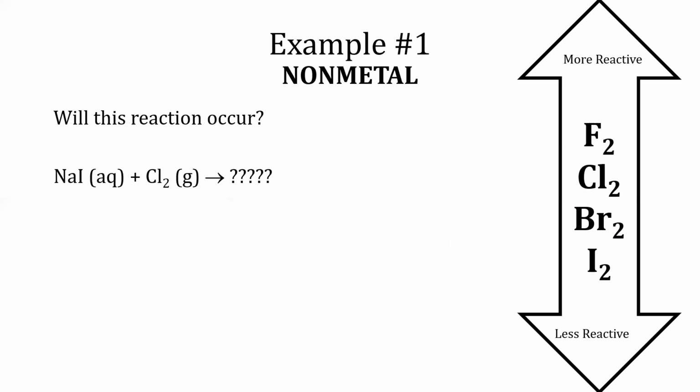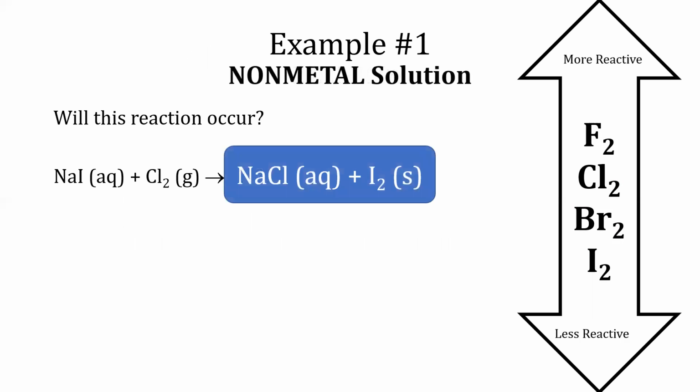Example 1 is NaI plus Cl2. Will this reaction occur? Yes, a reaction occurs because the products formed are NaCl and I2. You see, Cl2 is more reactive than I2.